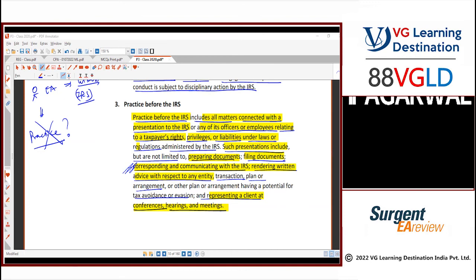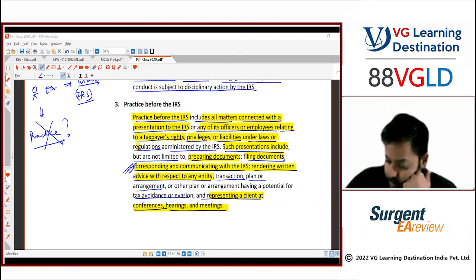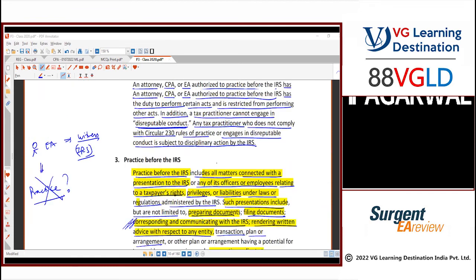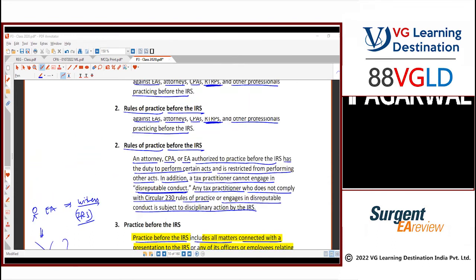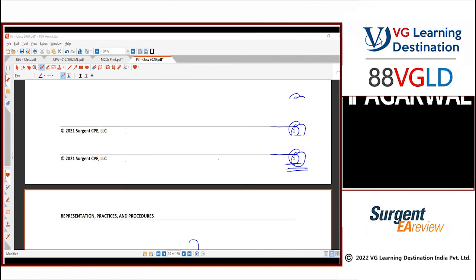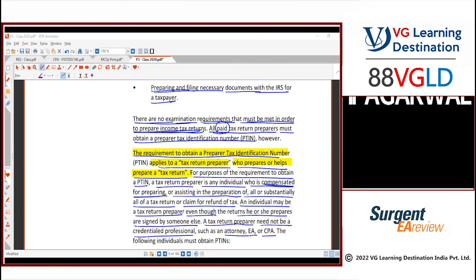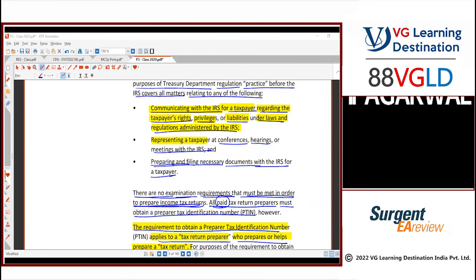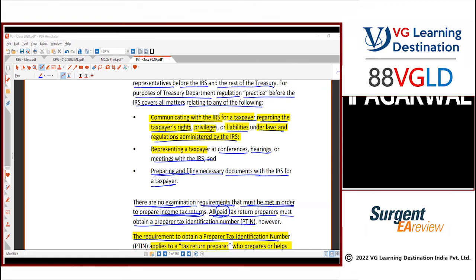Hello, sir. Yeah, go ahead. So I was referring to bullet point number 3 on page 1, preparing and filing necessary documents with the IRS. So if you scroll up to page 1, is this page 1? No. Yeah, this is page 1. Can you please scroll up? Yeah, the third bullet point. Yes, preparing and filing necessary documents with the IRS. So is the option given in the question, option D, not similar to this?